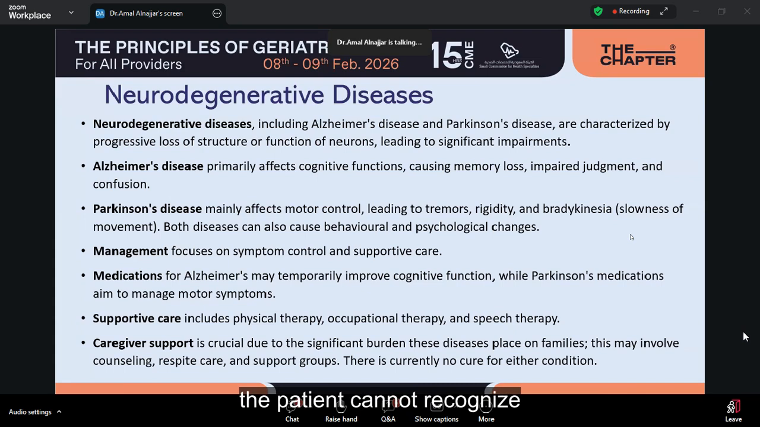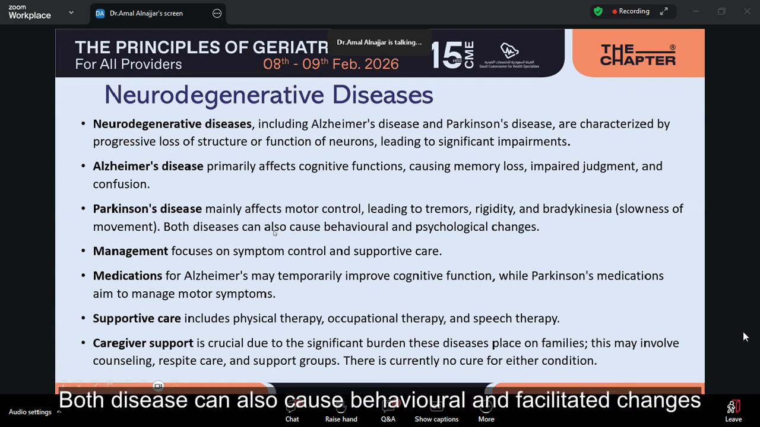The patient cannot recognize his family, his kids, his sons. He might have difficulties in recognizing them. And this is at the beginning, and he might end up with memory loss, impaired judgment, and confusion. Parkinson's disease mainly affects motor control, leading to tremor, rigidity, and bradykinesia. Both diseases can also cause behavioral and physiological changes.